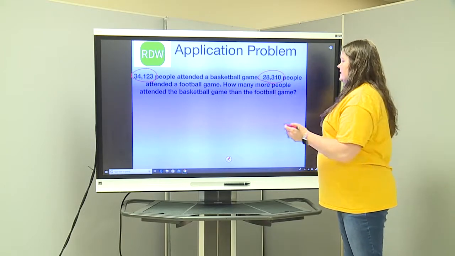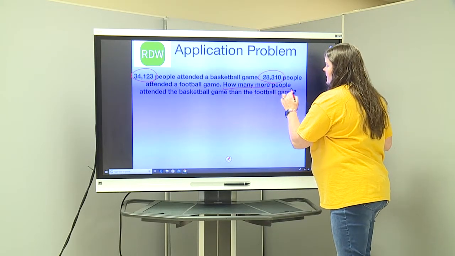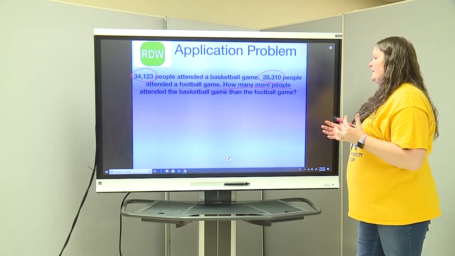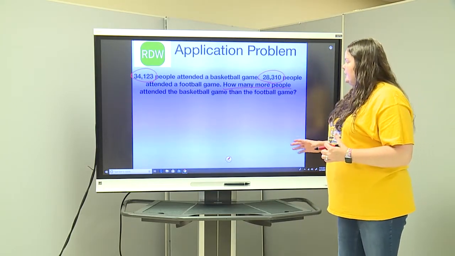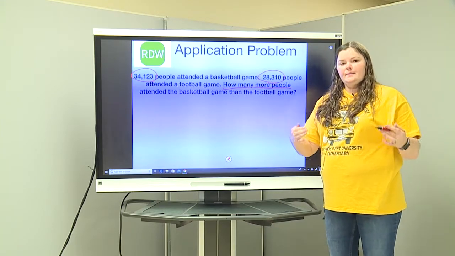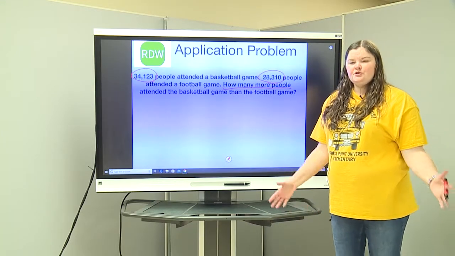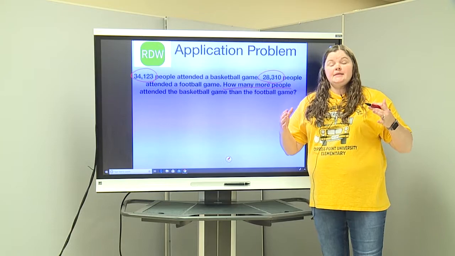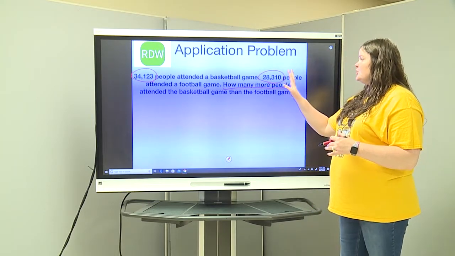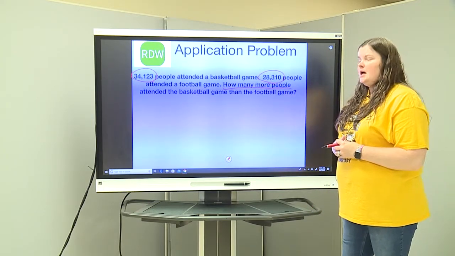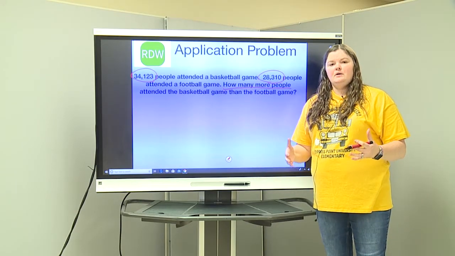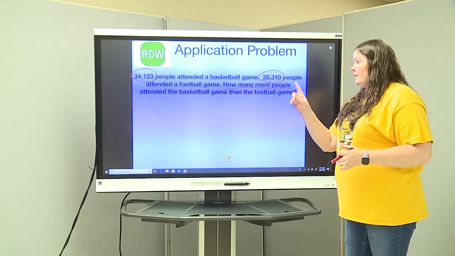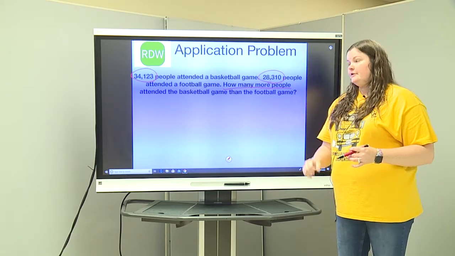And our question says, how many more people? That's the most important thing right there. Whenever you hear those keywords of how many more, you should automatically think about subtraction. So we're going to be subtracting these two numbers. But before I can just subtract them, I need to draw two tape diagrams. One for the basketball game and one for the football game.